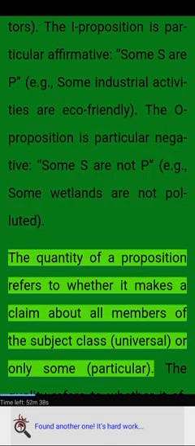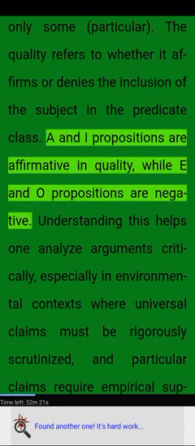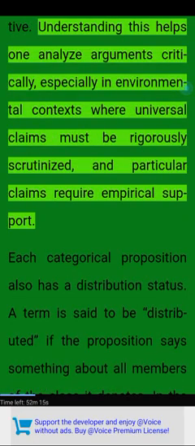The quantity of a proposition refers to whether it makes a claim about all members of the subject class, universal, or only some, particular. The quality refers to whether it affirms or denies the inclusion of the subject in the predicate class. A and I propositions are affirmative in quality, while E and O propositions are negative. Understanding this helps one analyze arguments critically, especially in environmental contexts where universal claims must be rigorously scrutinized, and particular claims require empirical support.